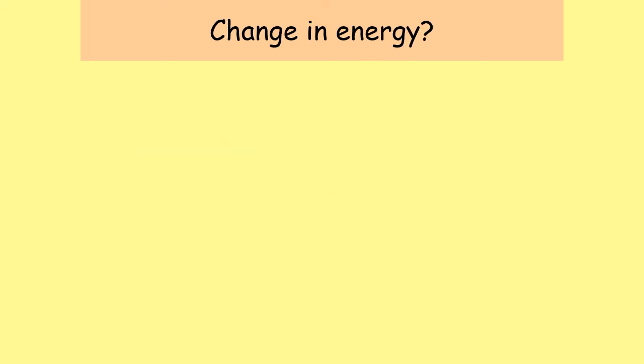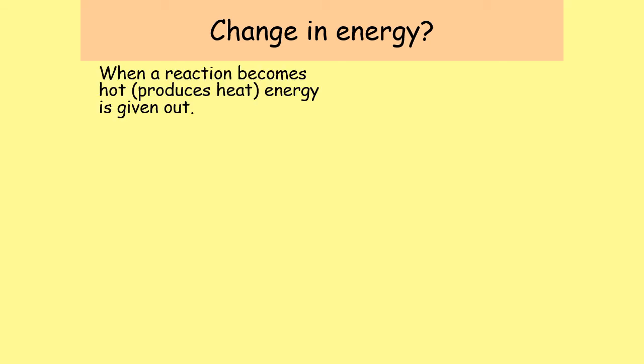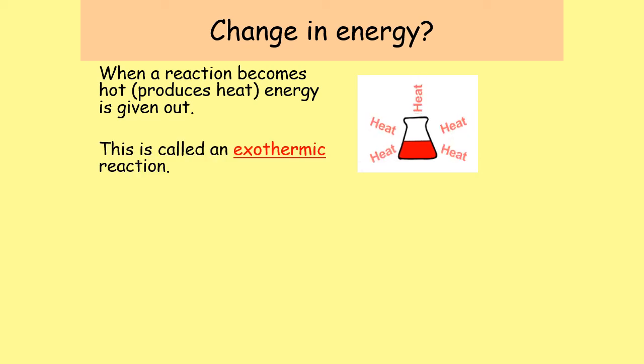Now we're going to focus specifically on the change of energy, and look at what happens when a reaction gives out energy and gets hot, or cools down. When a reaction becomes hot and produces heat, it is giving energy out to its surroundings. That heat energy is going into the surroundings. We call this type of reaction an exothermic reaction. Exo means outside and thermic means heat, so it is giving heat to the outside. If a reaction heats up, it is called exothermic.